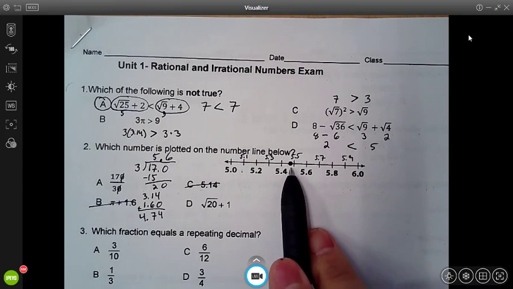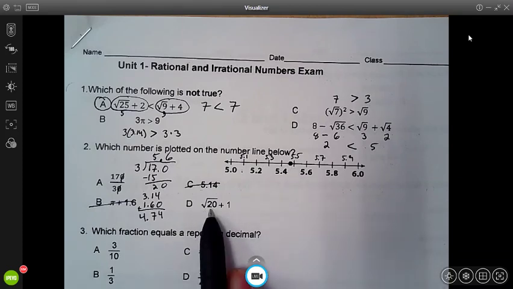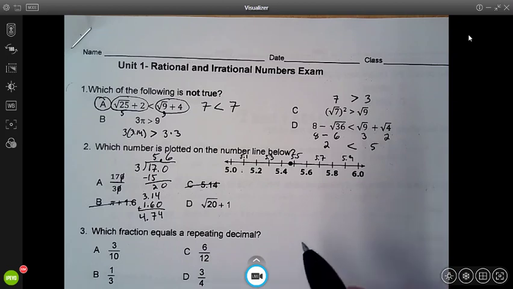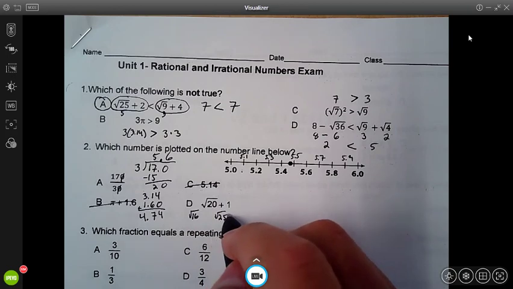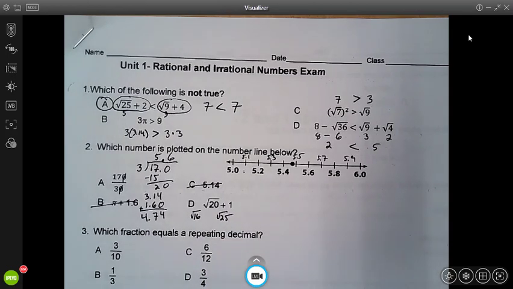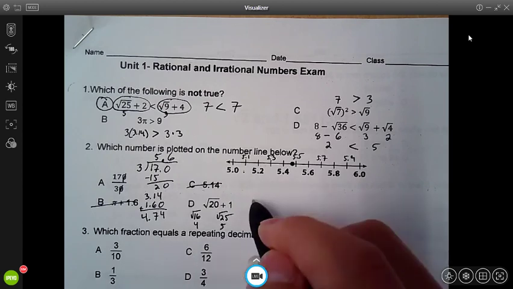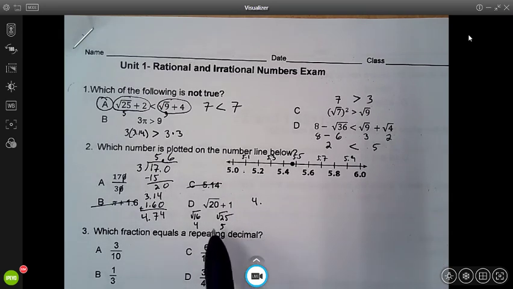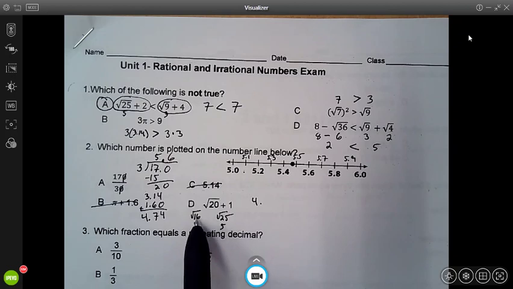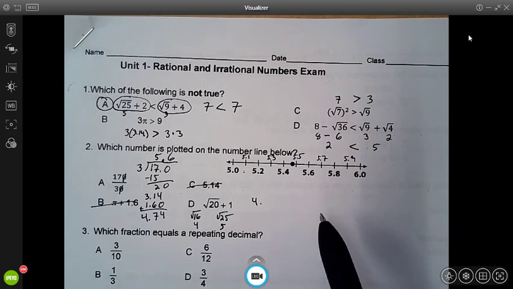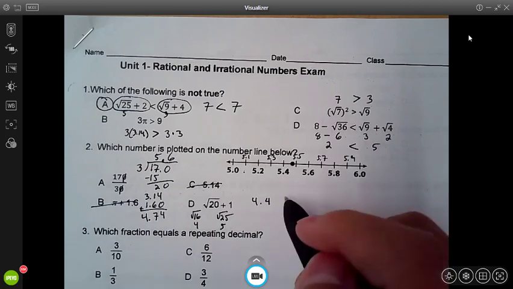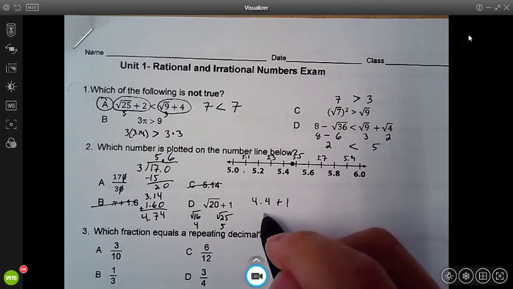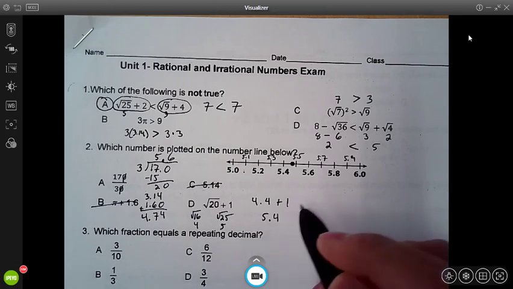Okay, so let's take a look at the square root of 20 plus 1. Well, the square root of 20, the next lowest perfect square is the square root of 16. The next highest is the square root of 25. So that's between 4 and 5. That's 4 point something. It's closer to the smaller number, right? It's closer to the smaller 16 than it is the bigger 25. So my options are 0.1, 0.2, 0.3, or 0.4, and it's kind of in the middle. So it's 4.4. Then I have 4.4 plus 1, and that's where I get the 5.4. Okay, so this is the one that I want.